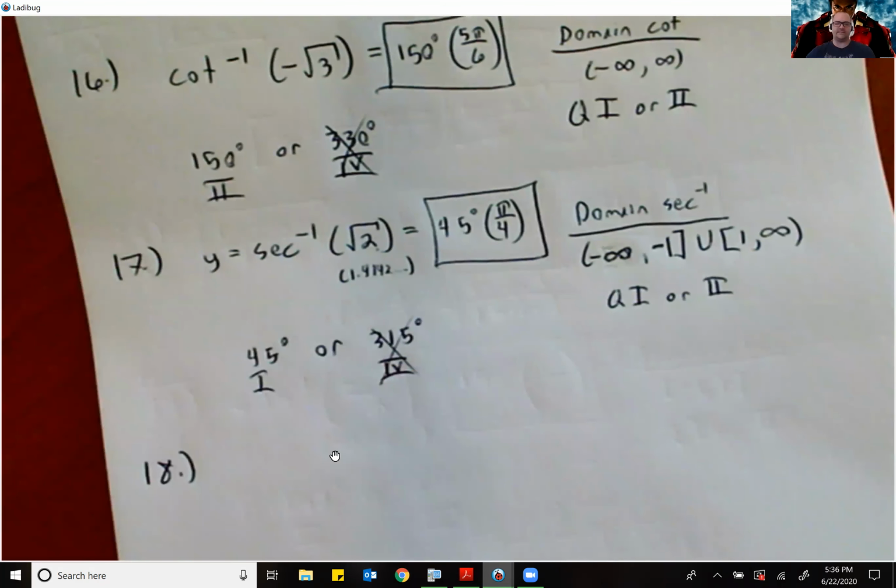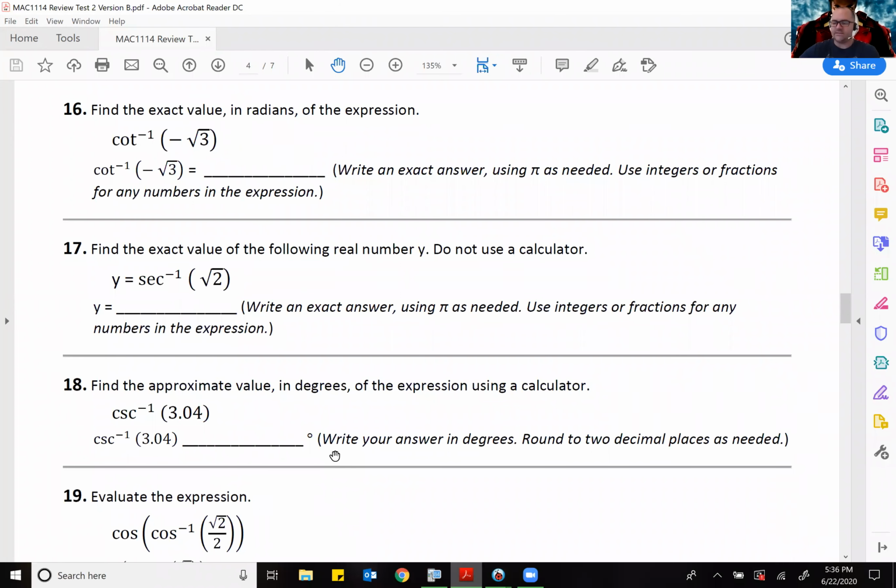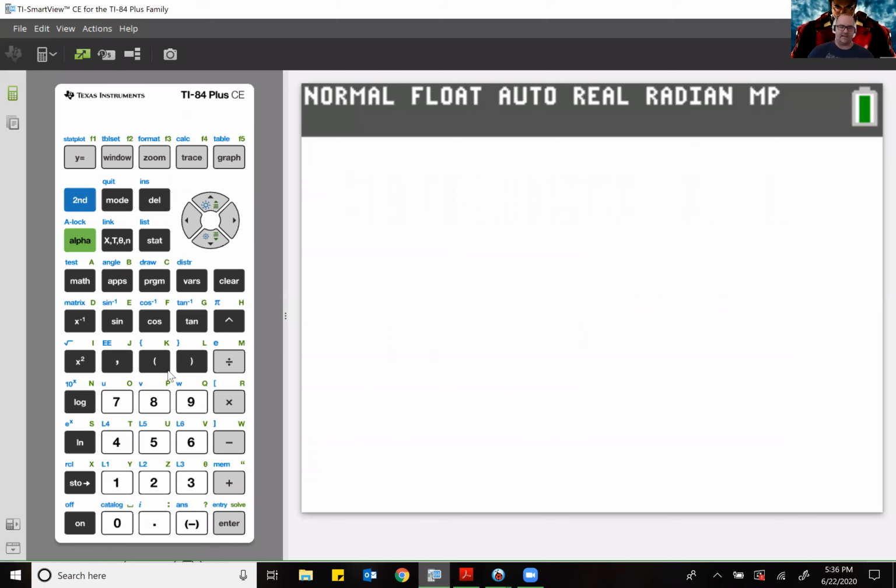All right, so number 18, they want to know what is cosecant inverse of 3.04. Now, this one, they expressly say to use the calculator. So make sure that we use the calculator on this. If you go to your calculator, there's no cosecant inverse on here. All we have is the inverse of sine, the inverse of cosine, the inverse of tangent.